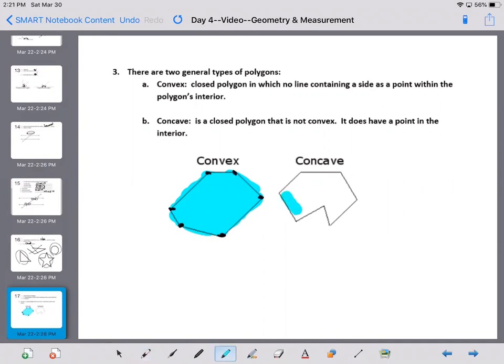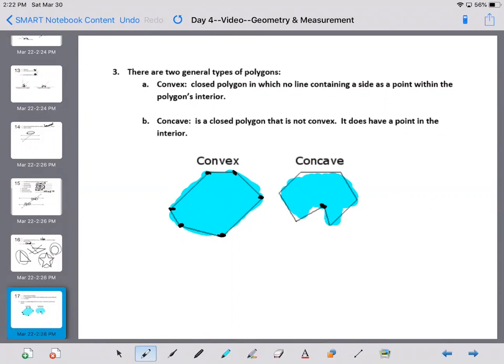Now here, we've got a point that lies inside that polygon. So it is a closed polygon, but it's not convex. It's called concave because it does have a point in the interior. And so that's really just some things that you want to recognize. If it's talking about a convex polygon or a concave, those would be your examples and the vocabulary that goes with it.